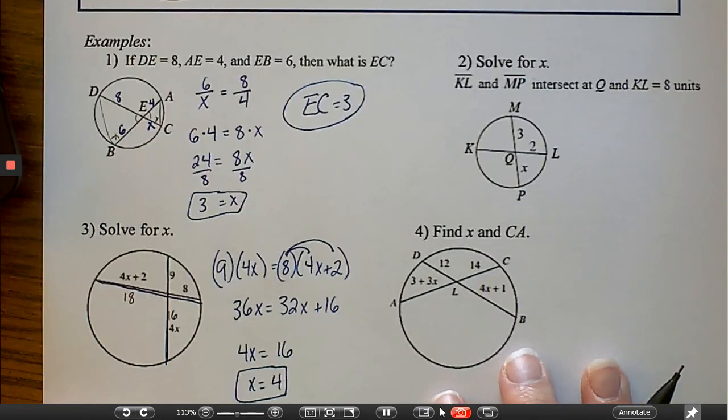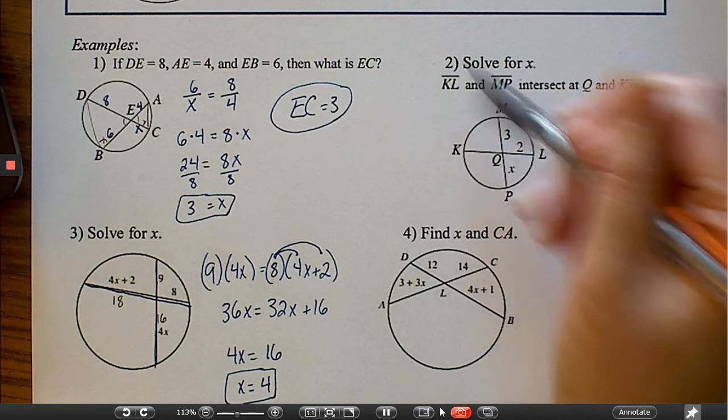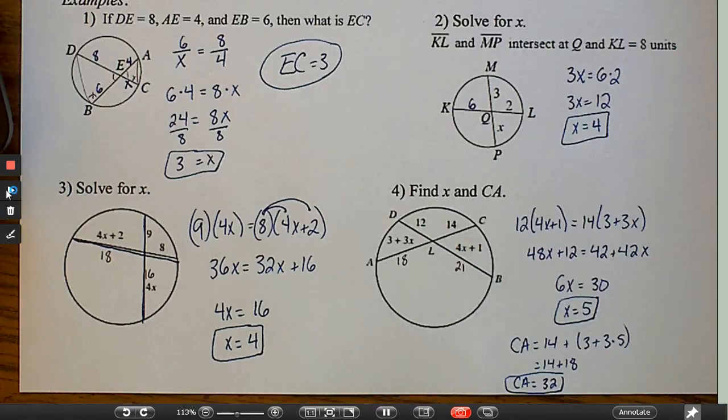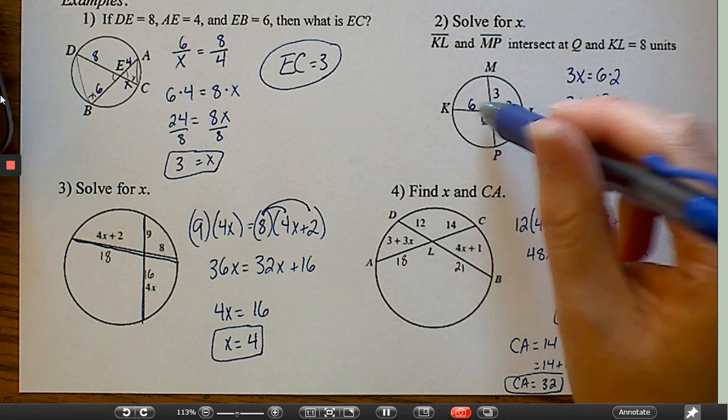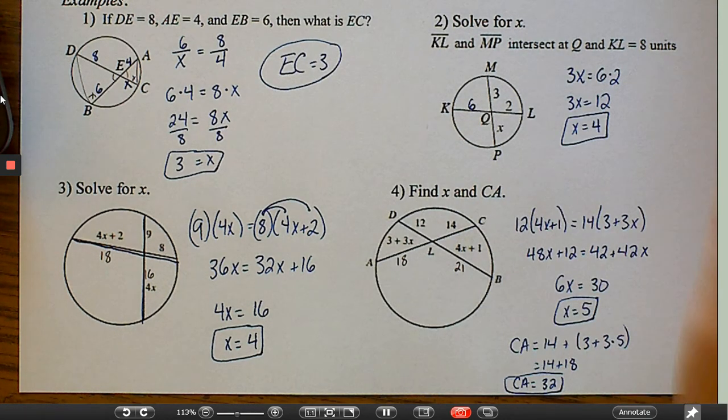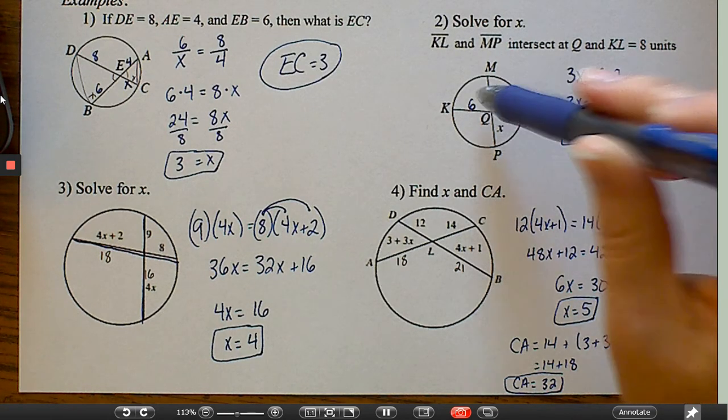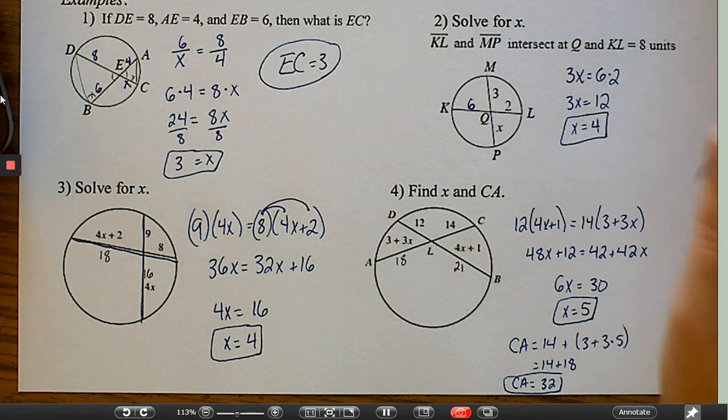All right, press pause on this video and see if you can do examples 2 and 4. Okay, here's what we got. These were a little bit trickier. So for number 2, it gave you that KL equaled 8. So you always have to read up here to see if there's any important information. If KL is 8, and if you take away the 2, KQ has to be 6. So that's the value you would use in your equation. So 3 times x equals 6 times 2. So if 3x equals 12, x must equal 4.